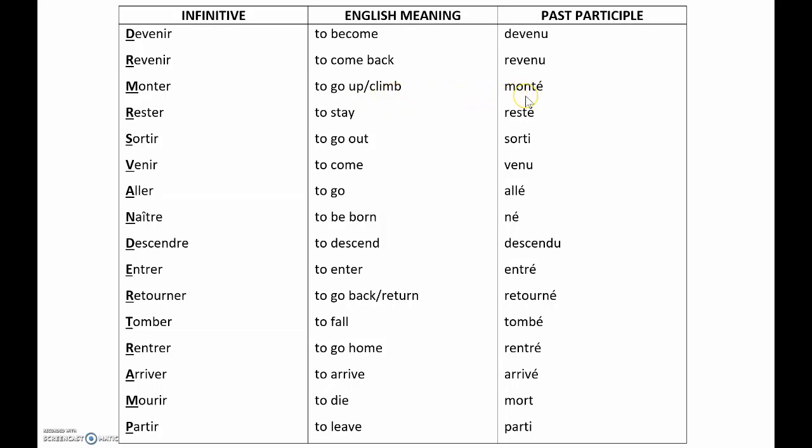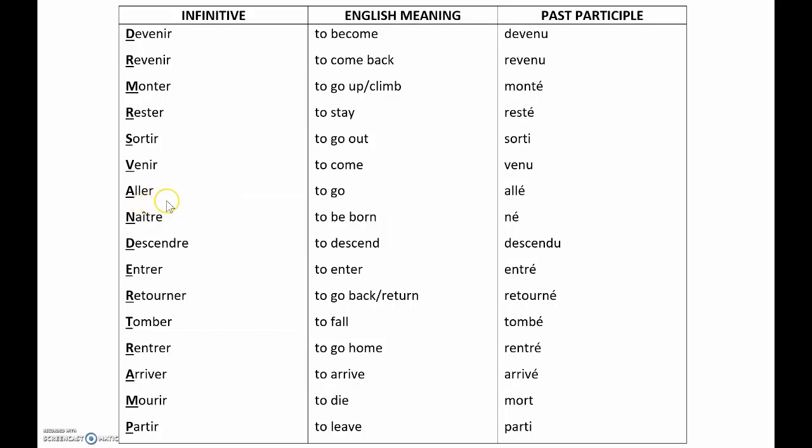As a past participle, it follows the same ER verb rules, and it becomes monté, E with an accent on the end. Next off, rester, which means to stay, and it becomes resté as its past participle. Sortir means to go out, becomes sorti as a past participle. Venir means to come somewhere, becomes venu as its past participle.